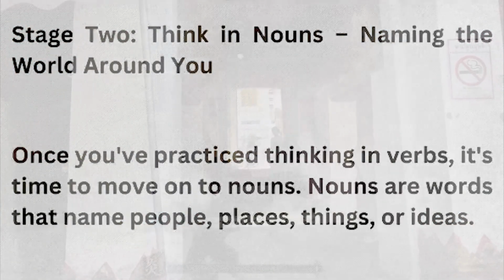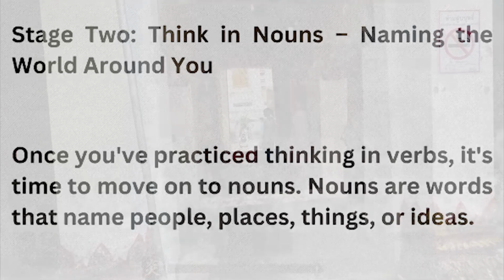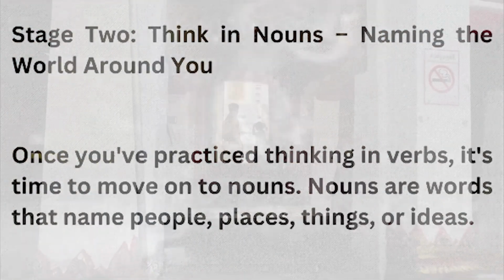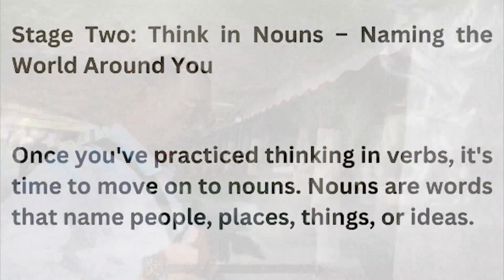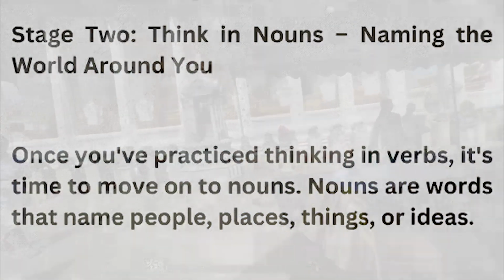Stage 2. Think in nouns. Naming the world around you. Once you've practiced thinking in verbs, it's time to move on to nouns. Nouns are words that name people, places, things, or ideas.